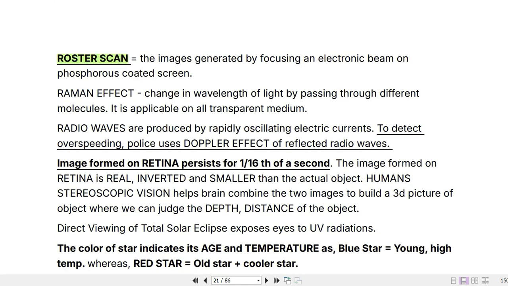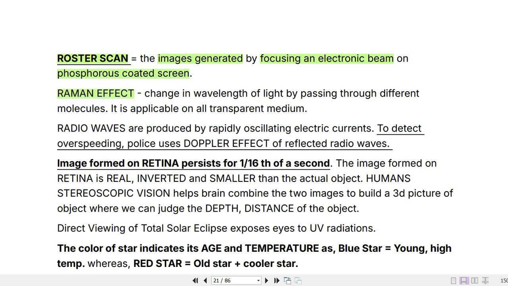Then what is raster scan? The image is generated by focusing an electronic beam on the phosphorus coated screen. So that is called a raster scan. It employs the use of a phosphorus coated screen. So we are able to see certain unique images by focusing an electronic beam on a phosphorus coated screen. That is called a raster scan.